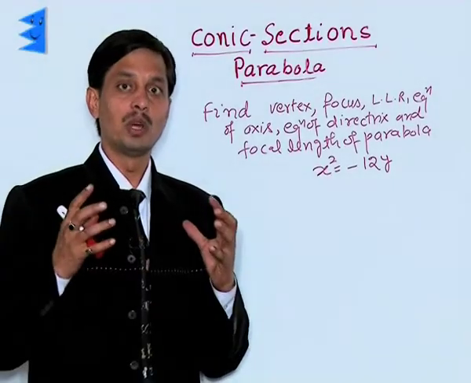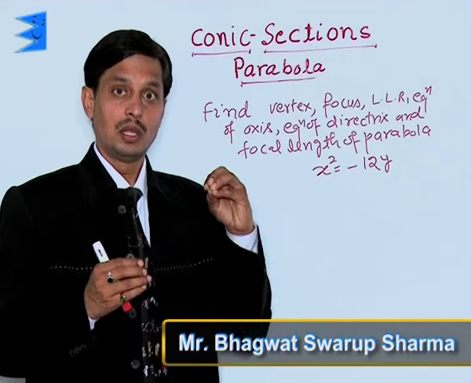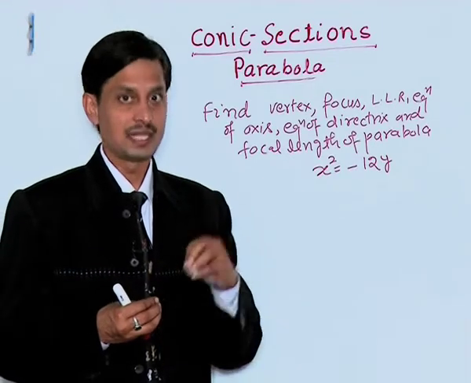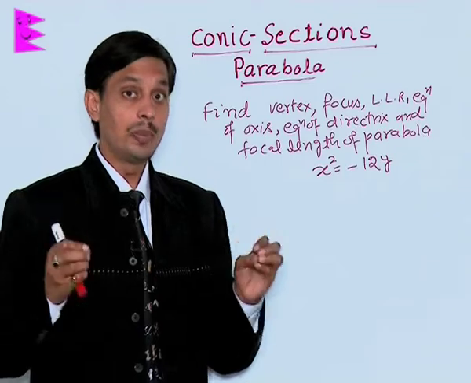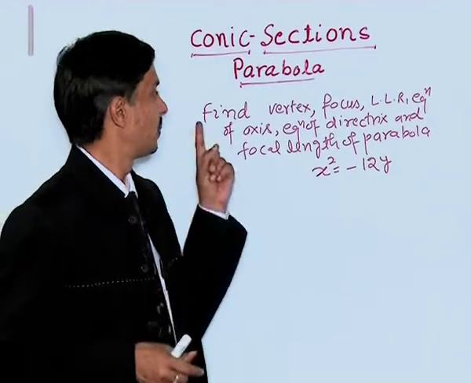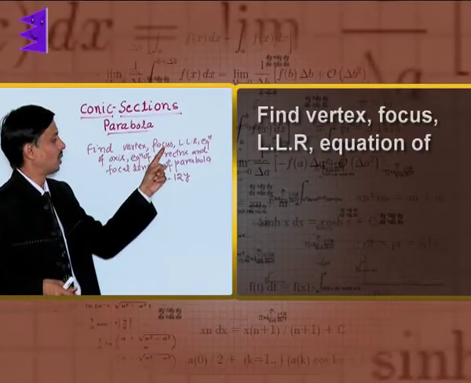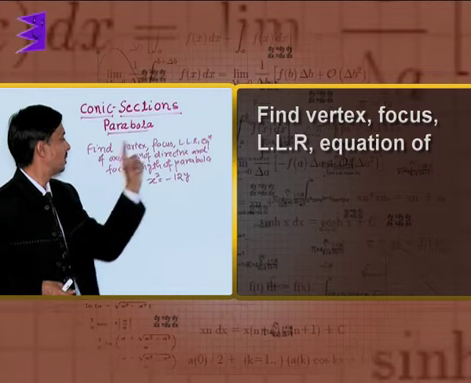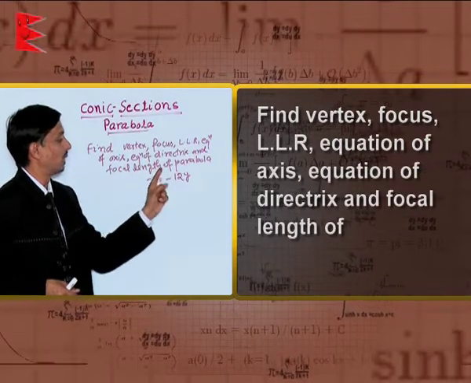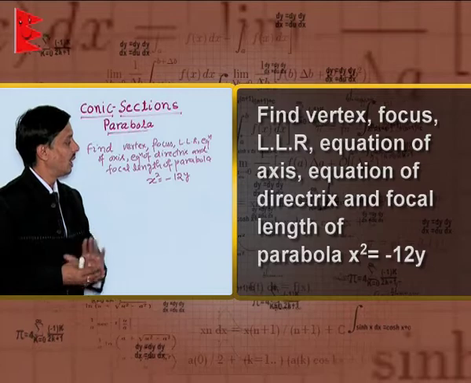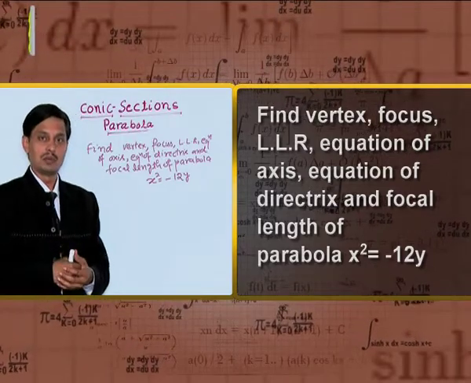Now I am taking one problem where focus, vertex, directrix, equation of axis, LLR, everything is required to calculate. Find vertex, focus, length of latus rectum, equation of axis, equation of directrix and focal length of the parabola x square is equal to minus 12y.